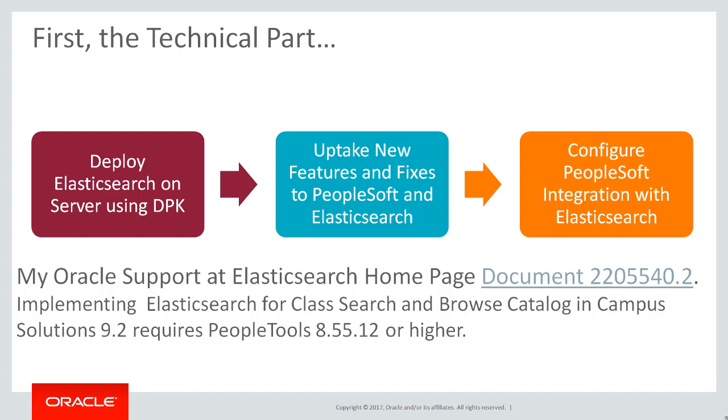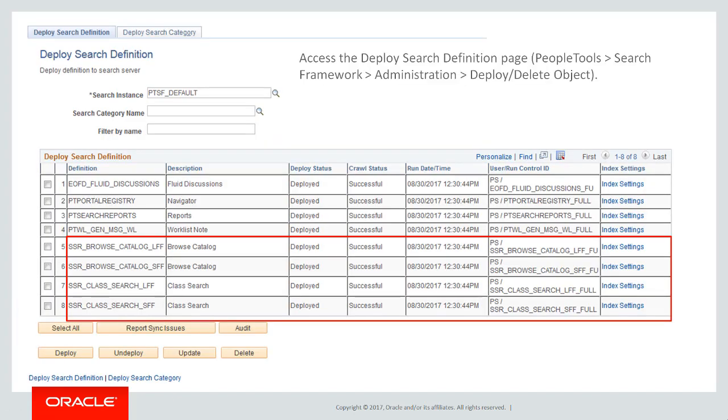The master solution for configuring and troubleshooting Elasticsearch can be found on My Oracle Support at the Elasticsearch homepage. Implementing Elasticsearch in Campus Solutions 9.2 requires PeopleTools 8.55.12 or higher. Part of the technical implementation is to make sure that your search definitions are deployed. We deliver 4 search definitions that you should use to implement Class Search and Browse Catalog.